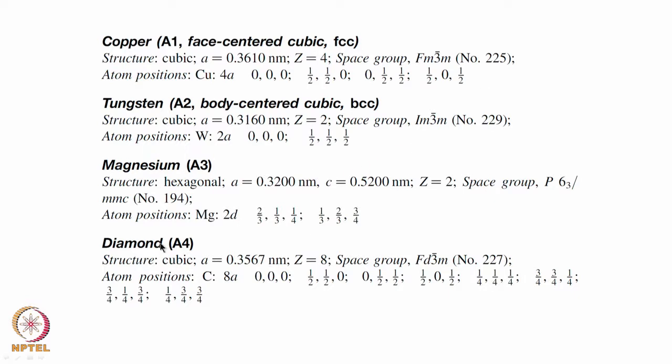Like if you see diamond here, the total number of atoms has to be 8. Space group is Fd3̄m. Atom positions are 8A, because it is the A position, but 8 positions have to be there. What are the positions they should occupy? These are essentially the positions taken from the table which I had shown. We have considered the table only for P4mm symmetry, but for all of them it is given in the International Union of Crystallography tables.